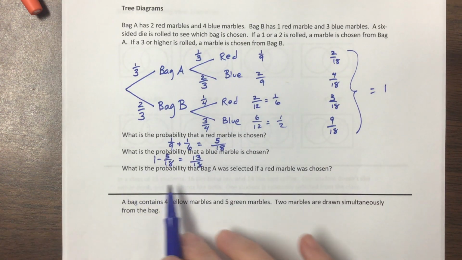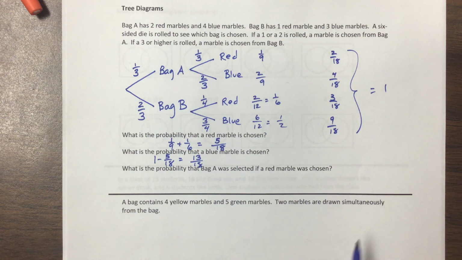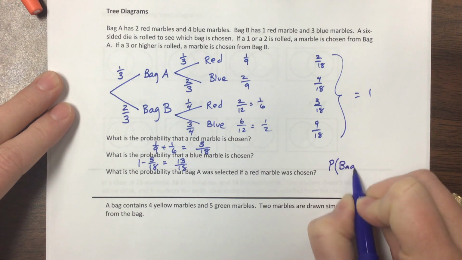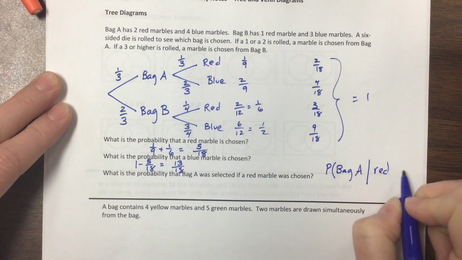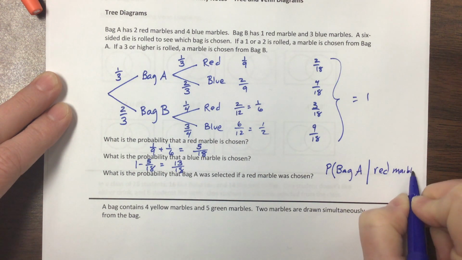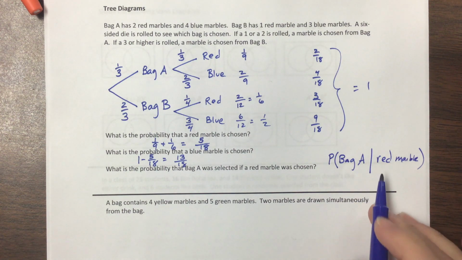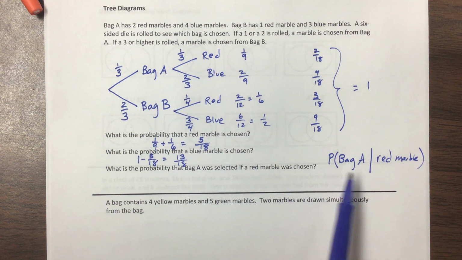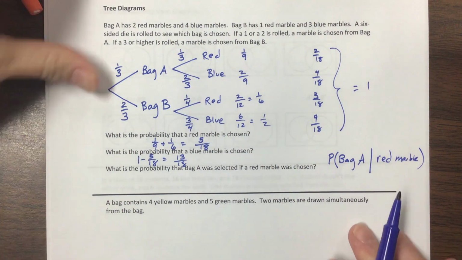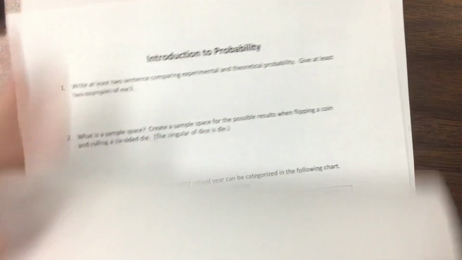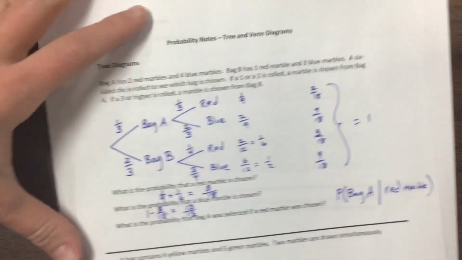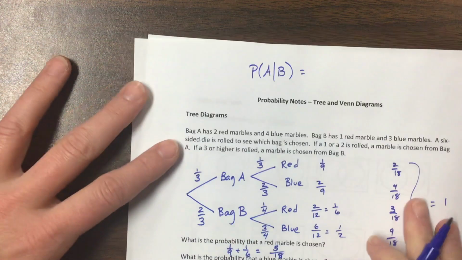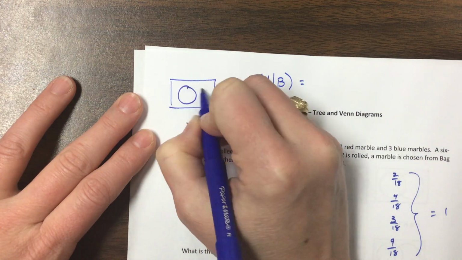The next one says, what is the probability that bag A was selected if a red marble was chosen? This one's a little bit more involved. This is saying, what's the probability of bag A given a red marble? On this one, we have to use one of our formulas. I'm a little shaky on my probability. There's a formula for the probability of A given B. Sorry, I should have planned ahead. This is the first video I'm doing.